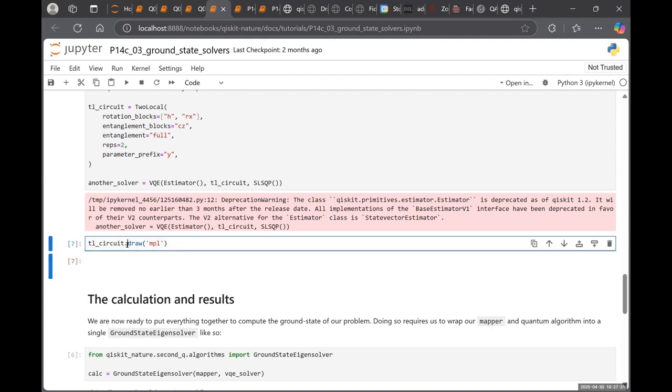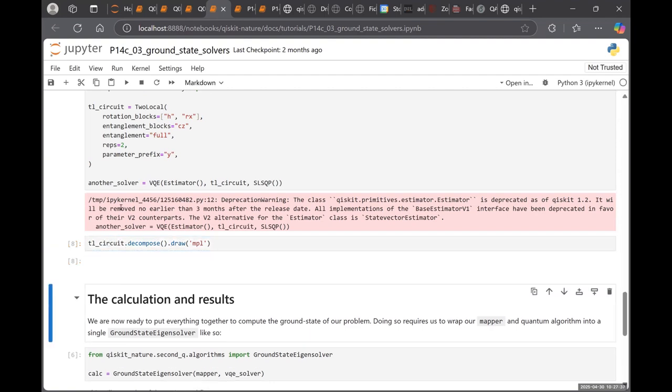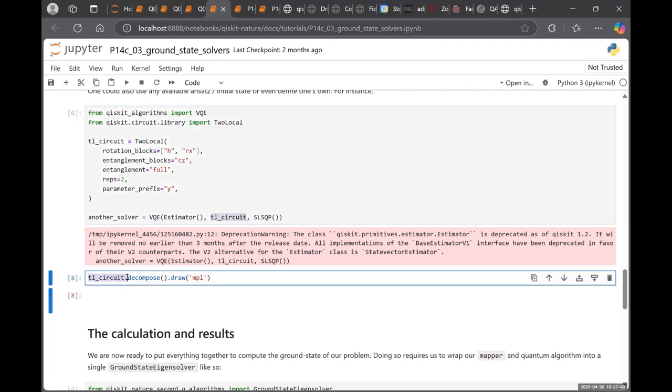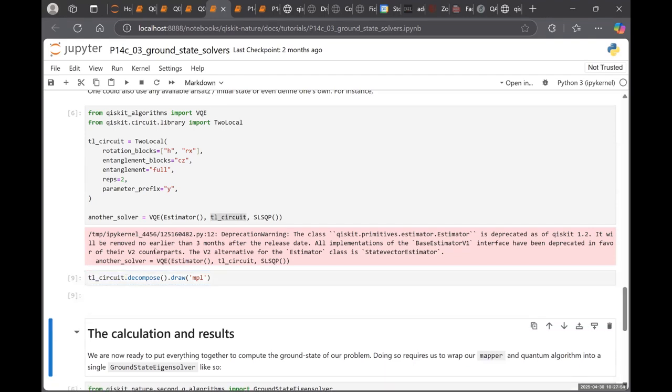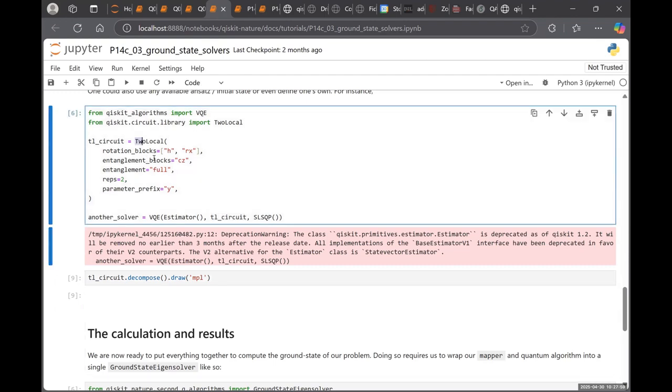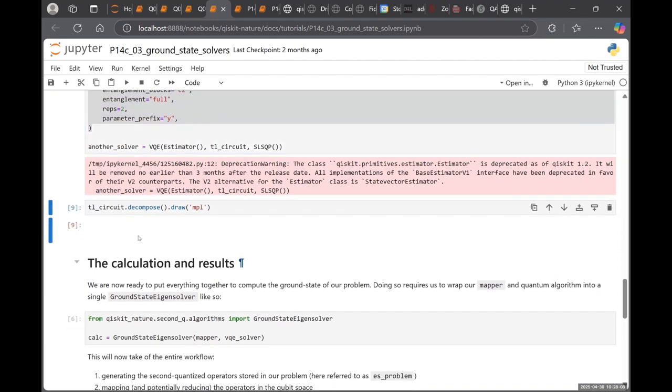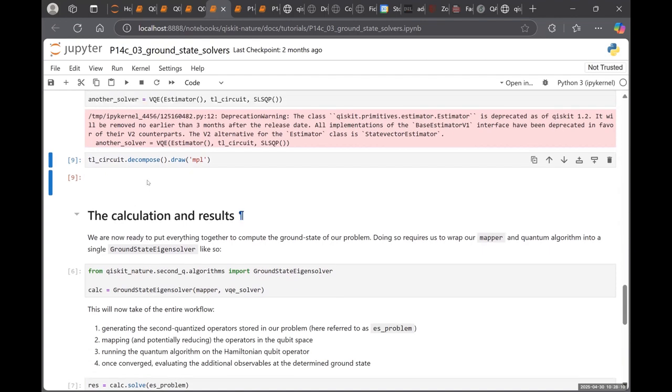Oh, maybe. Compose. Okay, I don't know why we don't see anything here. I think it should be correct. Otherwise, it should be an error, right? Somehow it does not show TwoLocal. Yeah, I have no idea why it does not print out the circuit.